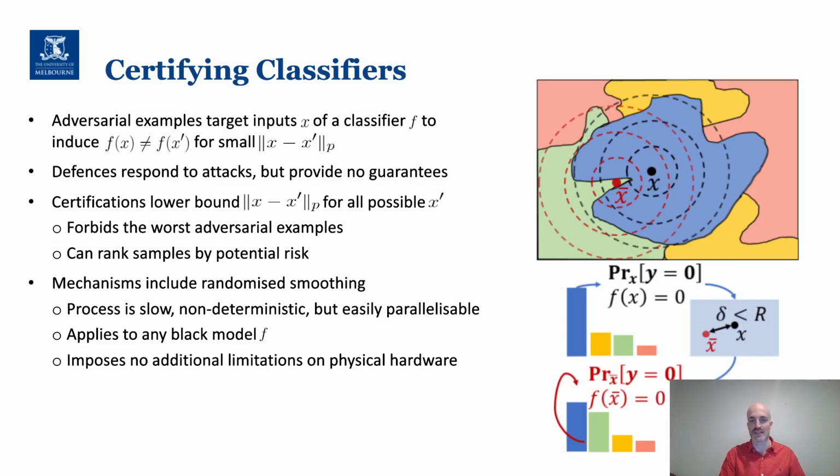So the fact that we're passing thousands or tens of thousands of samples through a model to construct a single certificate makes this process slow and slightly non-deterministic because of the Gaussian nature of this.